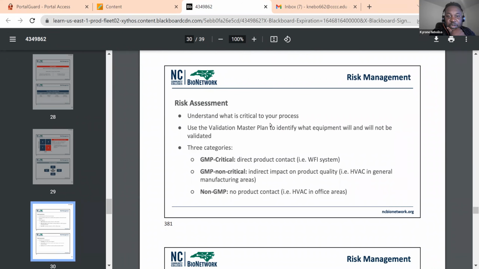So with risk assessment, you want to understand what is critical to your process. You want to use the validation master plan to identify what equipment will and will not be validated. There are three main categories: GMP critical, direct product contact, such as your WFI system; GMP non-critical, indirect impact on product quality, such as your HVAC in general manufacturing areas; and non-GMP, no product impact, such as HVAC in office areas. So these are the top three categories, and by assessing the risk and figuring out what's critical, non-critical, or non-GMP, you're able to classify risks and take appropriate action.